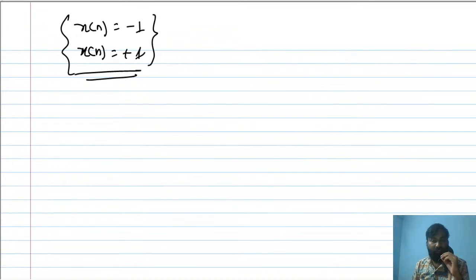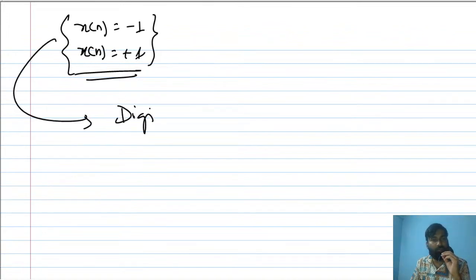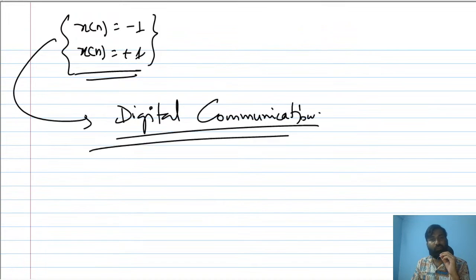So where do we use these kinds of signals? In digital communication, which is one of the very easy topics. If you understand the complete signals and systems taught by me, you will never face any problem in communication, and I guarantee more than 100% that you will be able to solve all the questions from signals and systems as well as communication systems.